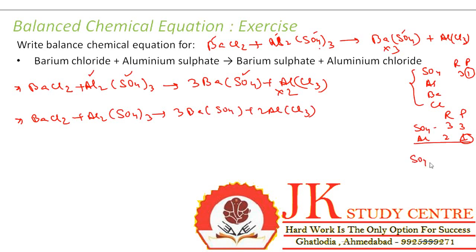Correct? Let's again see if it is balanced or not. So we have sulfate, we have aluminum, we have barium. So sulfate we have how many? 3 here and 3 here, balanced. Aluminum we have 2 here, 2 here, balanced. Barium we have 1 here and 3 here. It's not balanced, right? So we have 3 here and we have only 1 here. So what we'll do, we'll multiply this guy with 3.